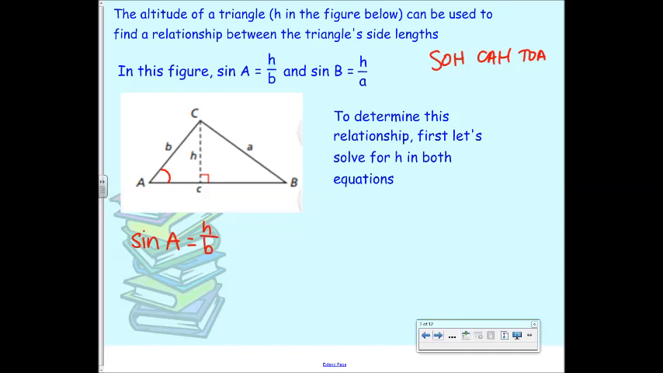What about sine B? It would be H over A, because now we're talking about which triangle? That middle-sized triangle. Okay, what about sine C?